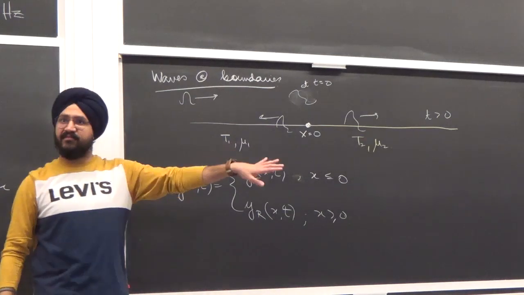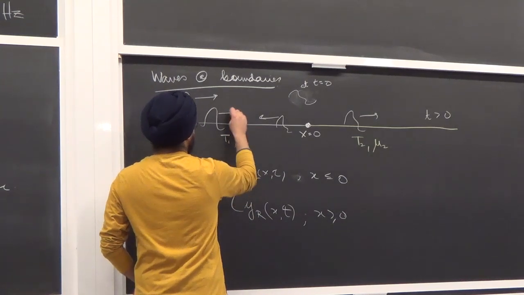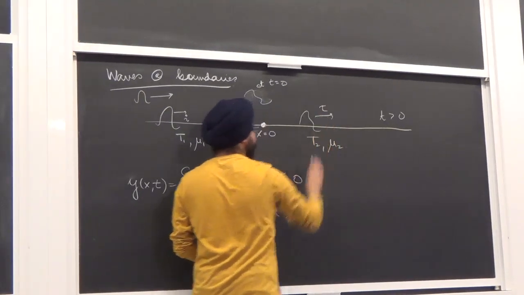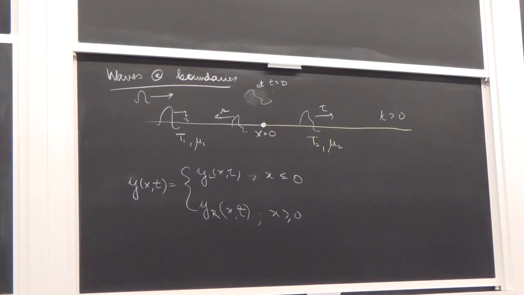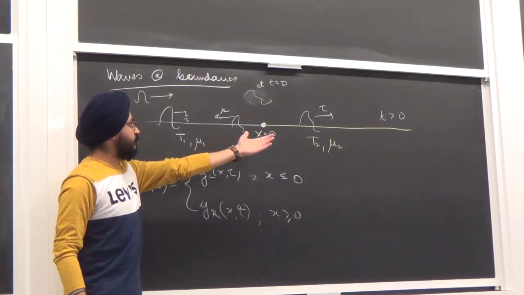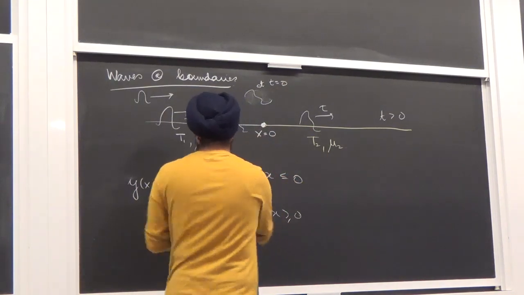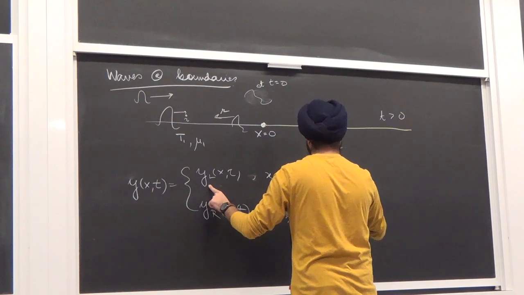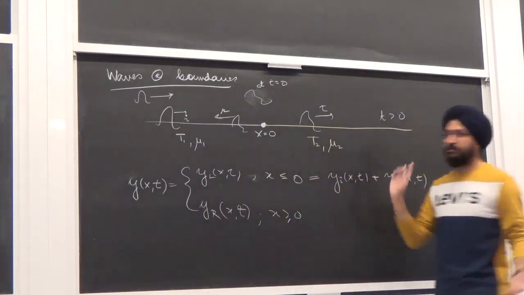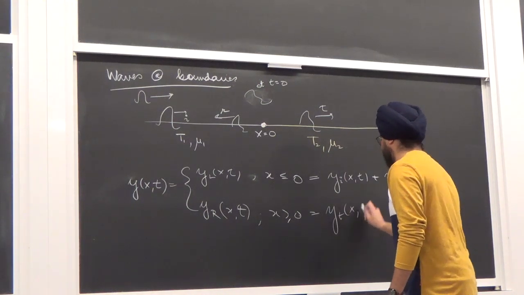And I could still have some incoming waves even after my first wave front hit the junction. So it's a sum of an incoming wave, which I'm going to call I, a reflected wave R, and a transmitted wave T. And this I is not the complex i, this is just the word incident. So after time t equals 0, it's a sum of incoming wave, reflected wave, and transmitted wave. So y left is y incoming(x,t) plus y reflected(x,t), for t more than 0. That's what I'm most concerned about. And y right is some y transmitted(x,t).